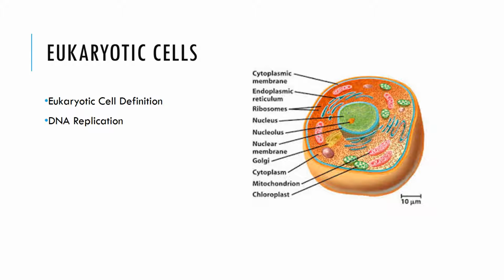Eukaryotes undergo mitosis. Within eukaryotes, DNA replication is controlled within the context of the cell cycle. As the cell grows and divides, it progresses through stages in the cell cycle. DNA replication takes place during the S phase, and the average eukaryotic cell has 25 times more DNA than a prokaryotic cell.